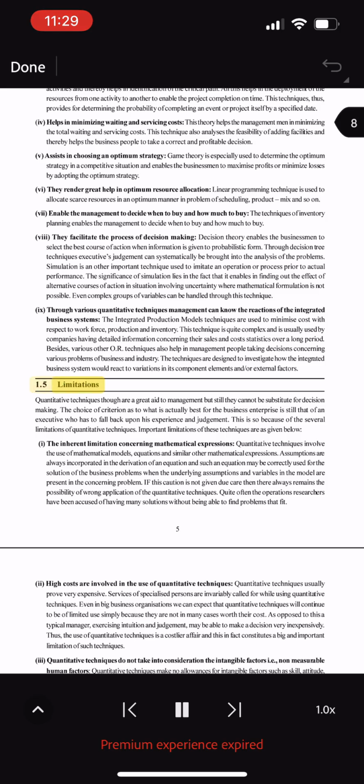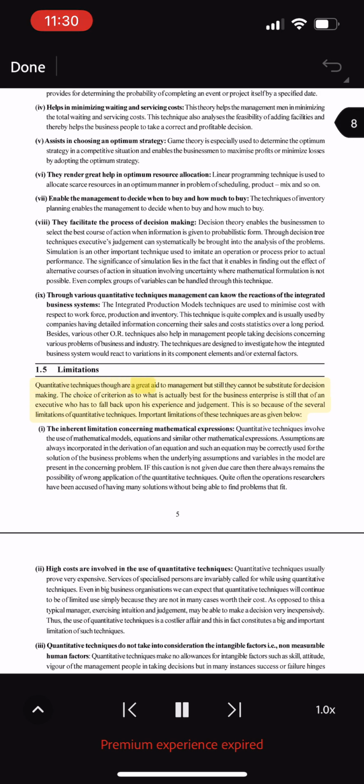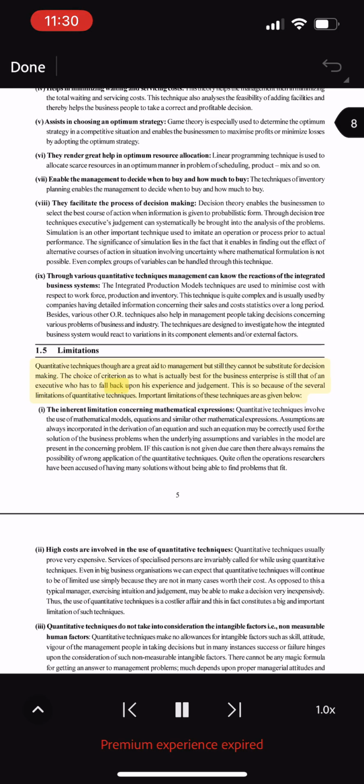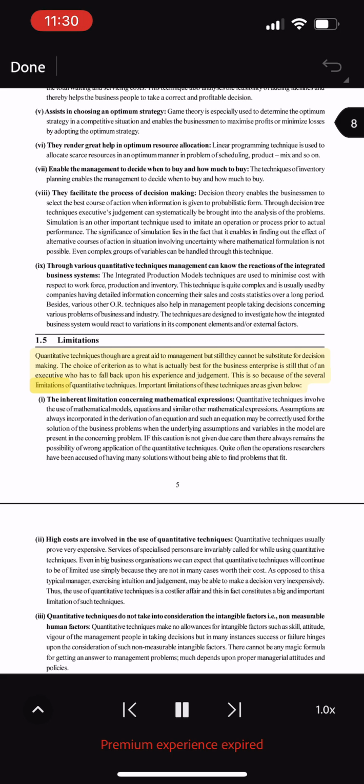1.5 Limitations. Quantitative techniques, though a great aid to management, still cannot be a substitute for decision making. The choice of criterion as to what is actually best for the business enterprise is still that of an executive who has to fall back upon his experience and judgment. This is so because of the several limitations of quantitative techniques. Important limitations of these techniques are as given below.